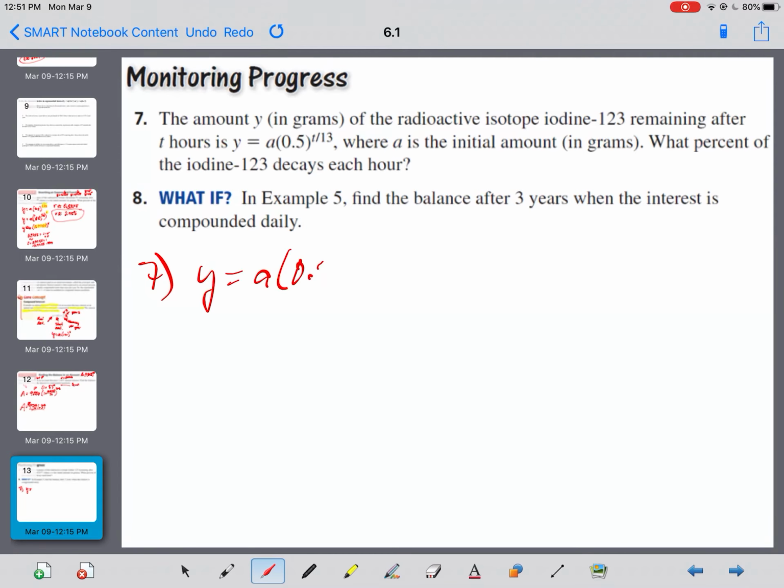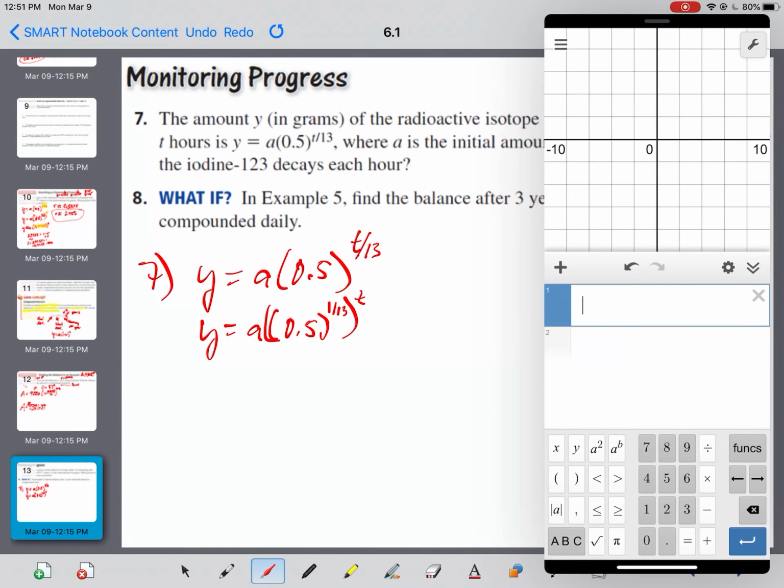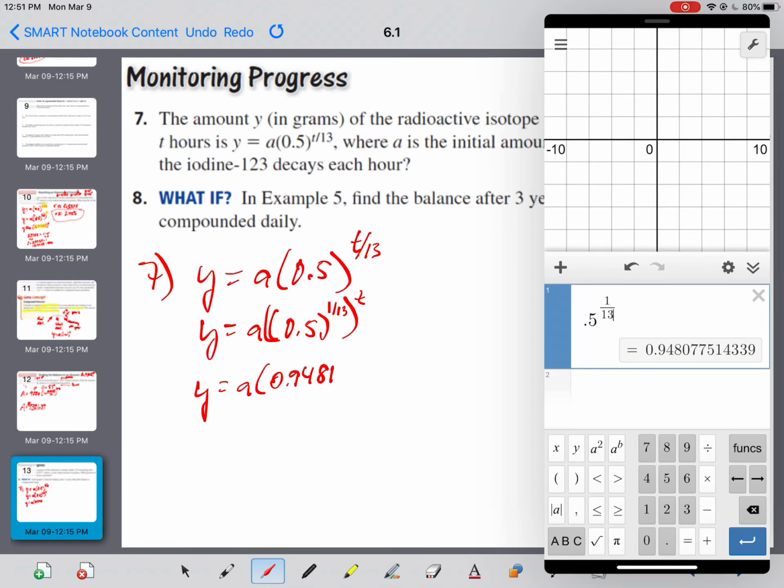We've got radioactive decay, so we got y equals a times 0.5 to the t divided by 13. A is the emission amount in grams. What percent of iodine decays each hour? We know it decays, so it's going to be a 1 minus r situation. I'm going to change this into 0.5 to the 1/13th to the t. And I'm going to see what that is, 0.5 to the 1 divided by 13. So y equals a times 0.9481 to the t.